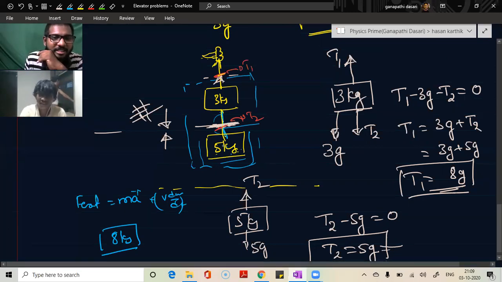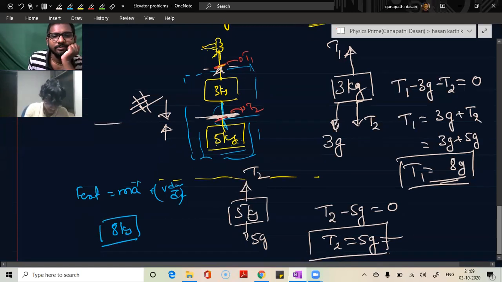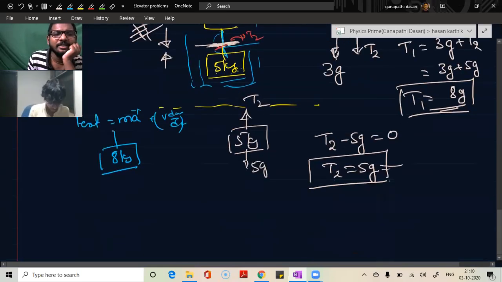For this 5 kg, T2 will be external. But when it comes to this entire 8 kg system, T2 will become internal. T1 is the only external force. That is why free body diagram drawing should be very nice. You should be able to draw it nicely. T1 upwards, 8G downwards. So some students will solve like this.